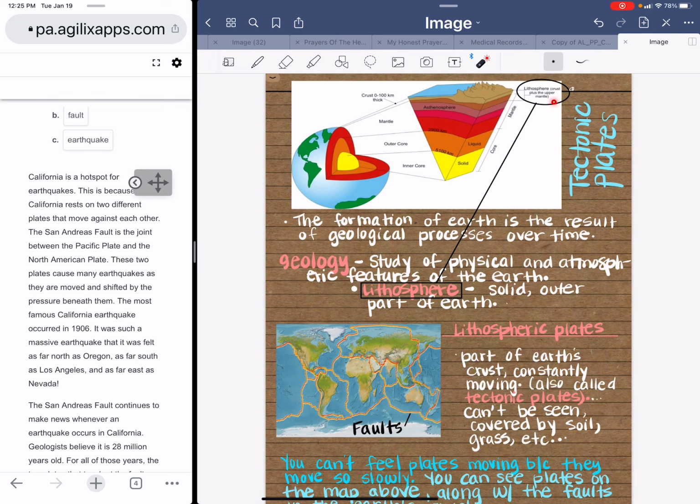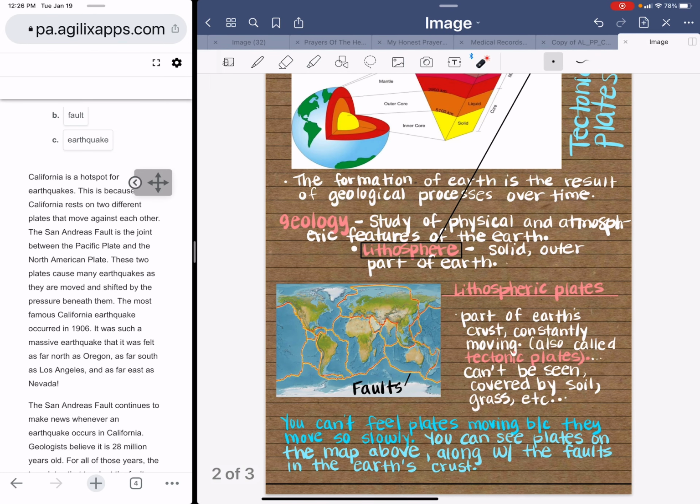Up here, up top, we have the lithosphere. That's the crust plus the upper mantle. And that's just the outer layer, the solid outer layer, the part of the earth, the soil. The formation of the earth is the result of geological processes over time. So that's how this formed, geological processes over time. Geology is the study of physical and atmospheric features of the earth. Again, this is the lithosphere, that most outer layer right up here, the solid outer part of the earth.